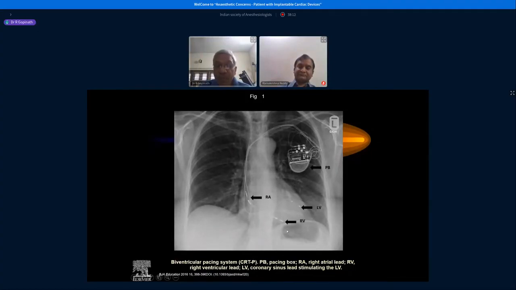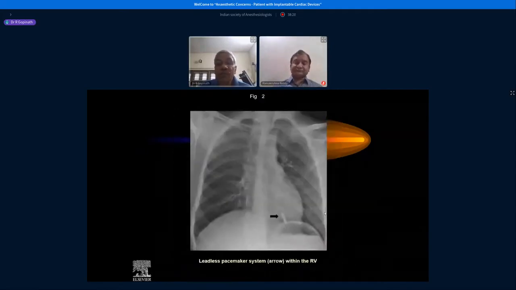So CRTP. So if you see a patient like this, you know that if he has got a CRT device, that means he had it placed for heart failure. So you have got information about his basic cardiac condition and also the type of device that is being used.